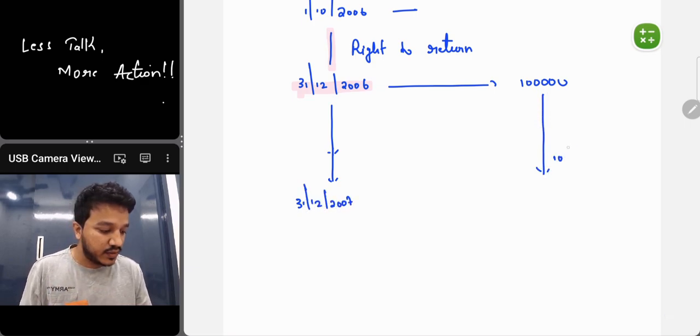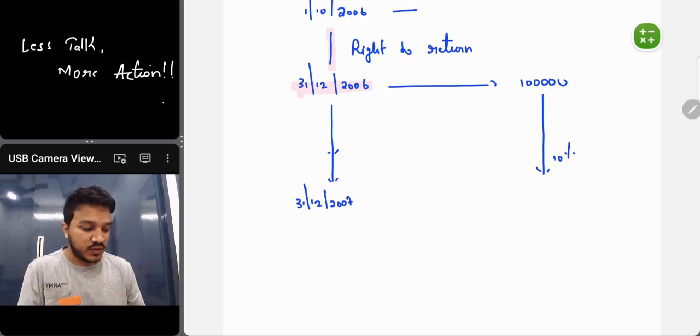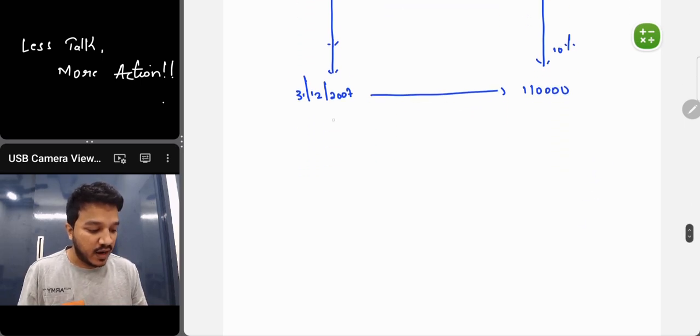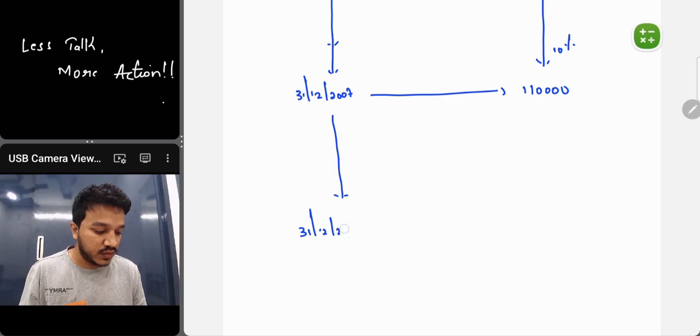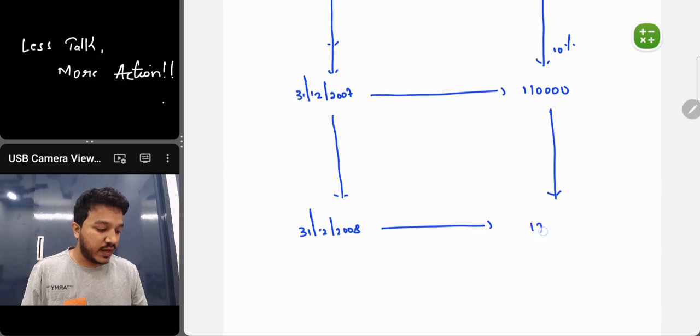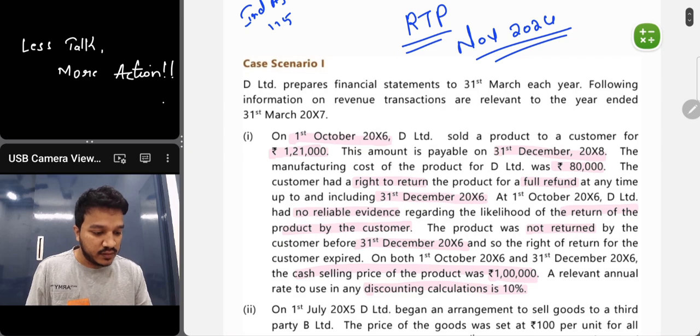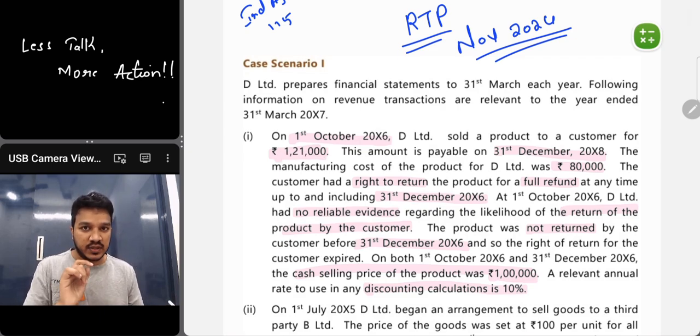If you add 10% to this on 31st December 2007, it will become 1,10,000. Then he is going to pay the amount on 31st December 2008. So if you add 10% to it, it becomes 1,21,000. I hope you understood this. See, the 1,21,000 is this amount.